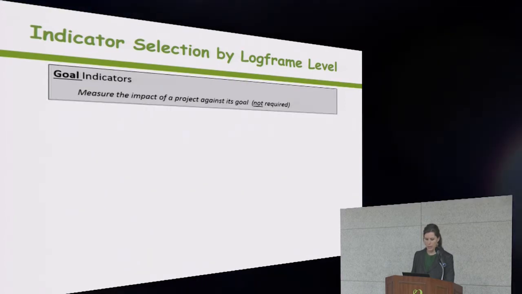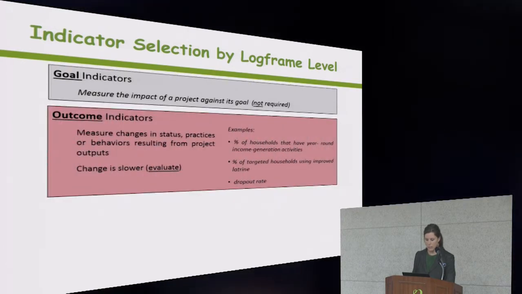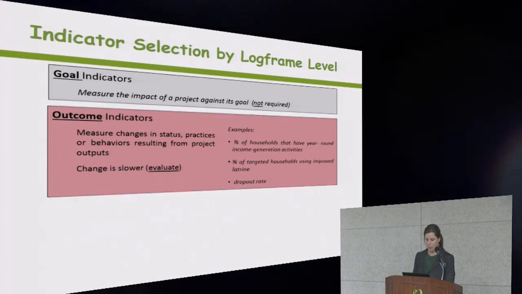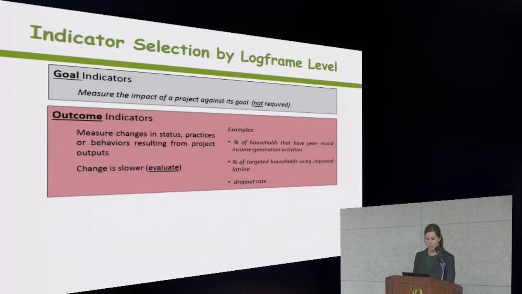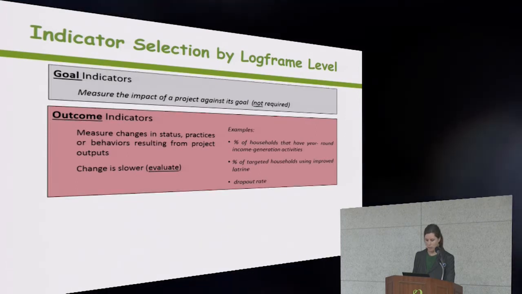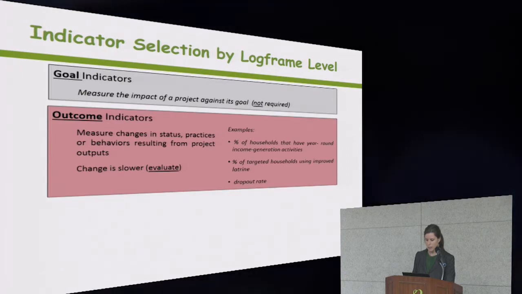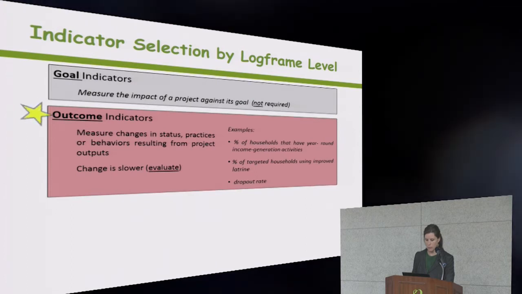Outcome indicators measure changes in status, practices, or behaviors resulting from the project outputs. Measuring outcome indicators is the evaluation component of the project, and it shows the ultimate effect of the project. So indicators at this level are most crucial.